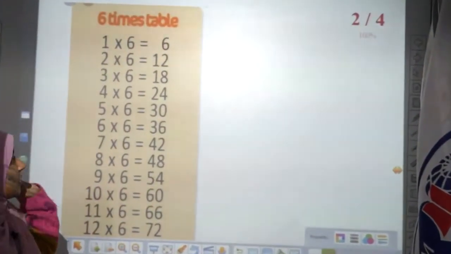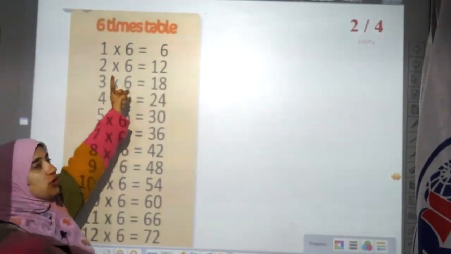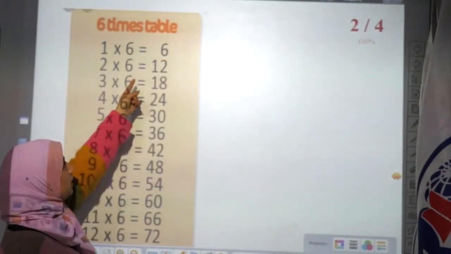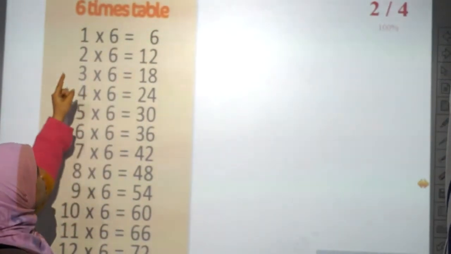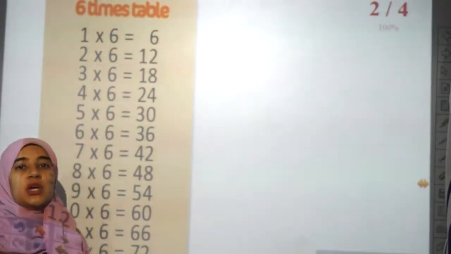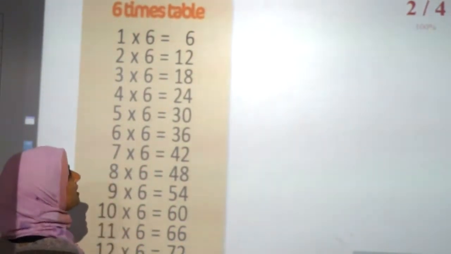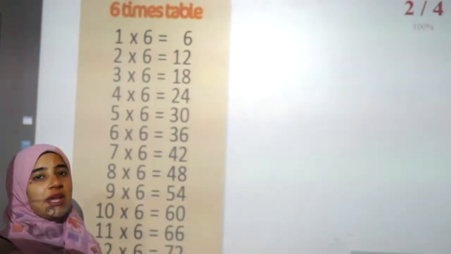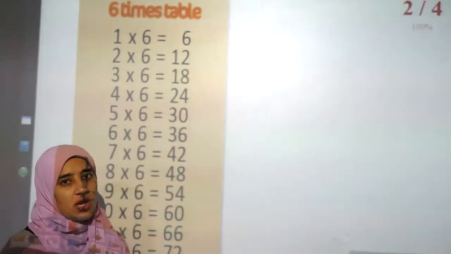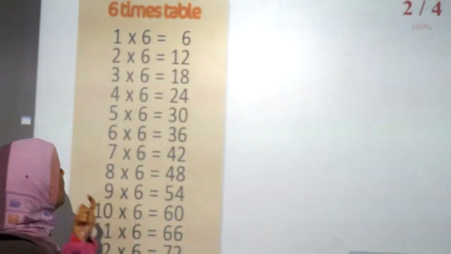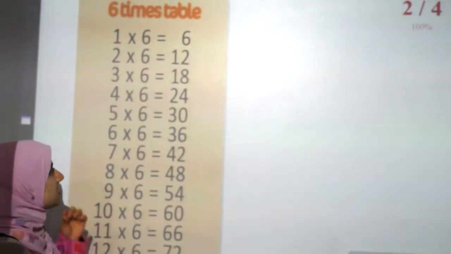Grade 3, wake up. It's very important for you. Repeat after me. 1 times 6 equal 6. 2 times 6 equal 12. 3 times 6 equal 18. 4 times 6 equal 24. 5 times 6 equal 30.